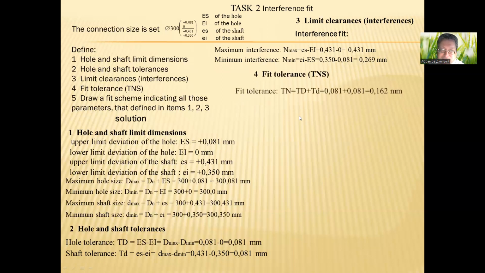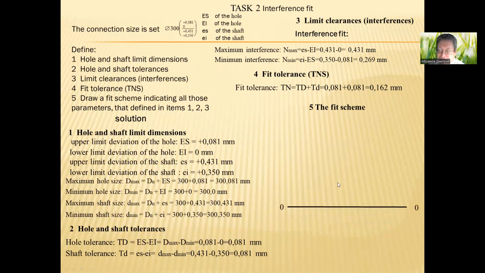Fit tolerance is equal to the tolerance of the hole plus the shaft tolerance, big TD plus small td. Big TD is equal to 0.081 millimeters, small td 0.081 millimeters too. So this sum is equal to 0.162 millimeters. And the fifth item, the fit scheme.